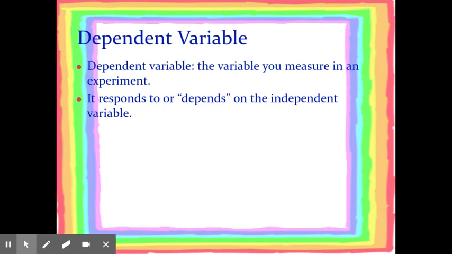So the dependent variable is the variable that you measure in an experiment. So it responds to or depends on the independent variable. So that data we just mentioned, that would be one measurable way to determine the dependent variable.